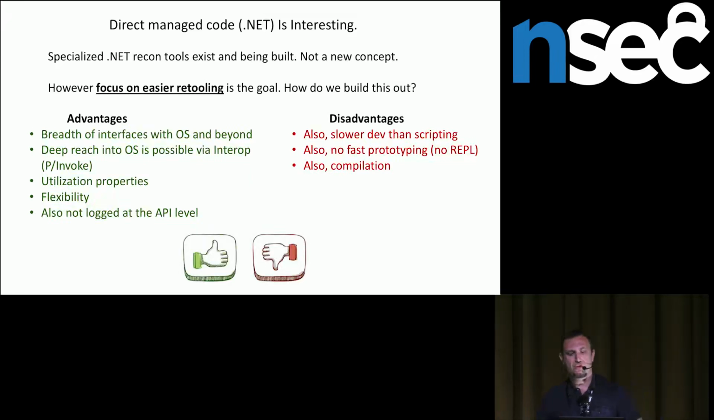But it does have disadvantages, and those disadvantages are something that we have to deal with. Well, first of all, it's a slower dev time, right? You have to go through the cycle of writing, compiling, running, writing, compiling, running. There's very little prototyping in .NET inherent to the box, right? We're taking it as carte blanche. There's nothing installed on the Windows machine except for .NET and maybe a compiler. And it is compilation, right? It is identifiable by digital forensics as well.